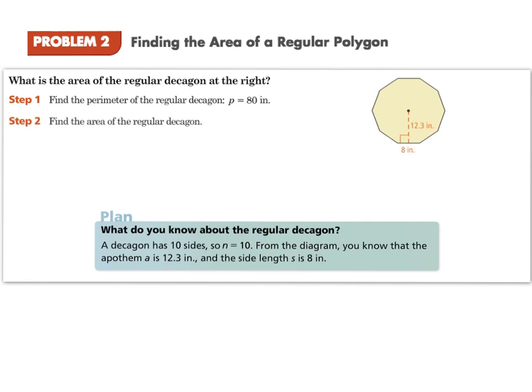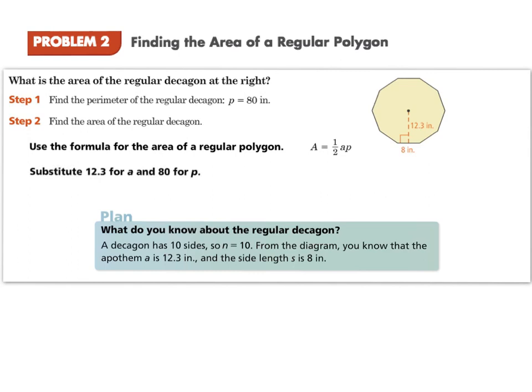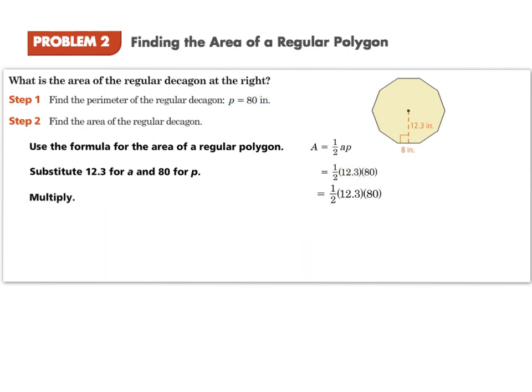Step 2. Find the area of the regular decagon. Use the formula for the area of a regular polygon. Substitute 12 3/10 for A and 80 for P. Now multiply. The regular decagon has an area of 492 square inches.